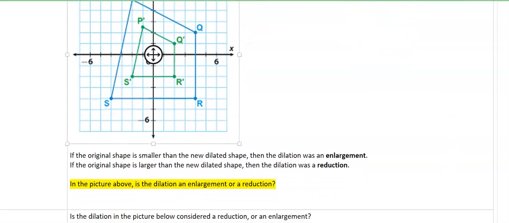Now, if the original shape is smaller than the new dilated shape, then this dilation is an enlargement. But if the original shape is larger than the new dilated shape, then our dilation was a reduction. So since for this picture here, our original shape is blue, and it is larger than our dilated shape, which is green, this is a reduction.